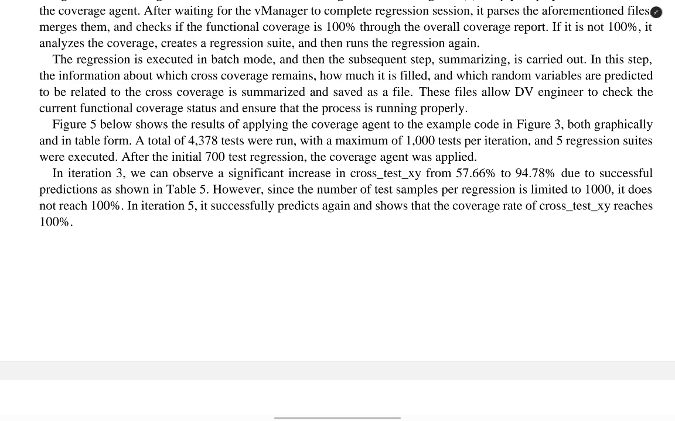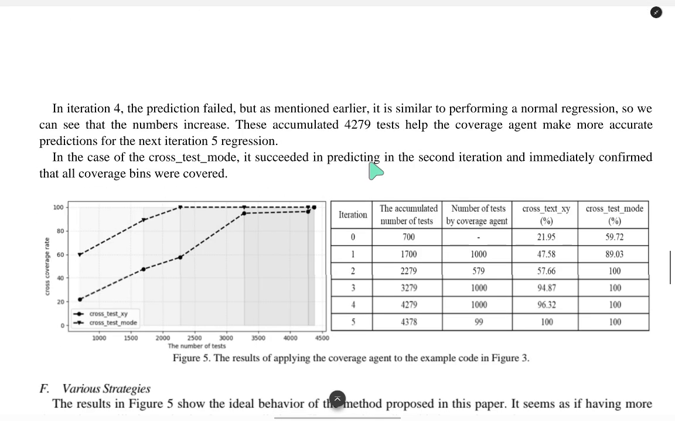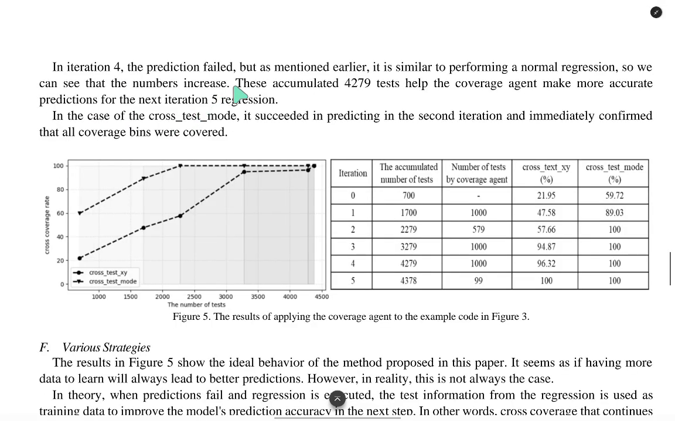However, since the number of test examples per regression is limited to 1,000, it does not reach 100%. In iteration 5, it successfully predicts again and the coverage rate of cross-test XY reached 100%. In iteration 4, the prediction failed, but as mentioned earlier, it's similar to performing a normal regression, so we can see the numbers increase. These accumulated 4,279 tests help the coverage agent make a more accurate prediction for the next iteration 5 regression.